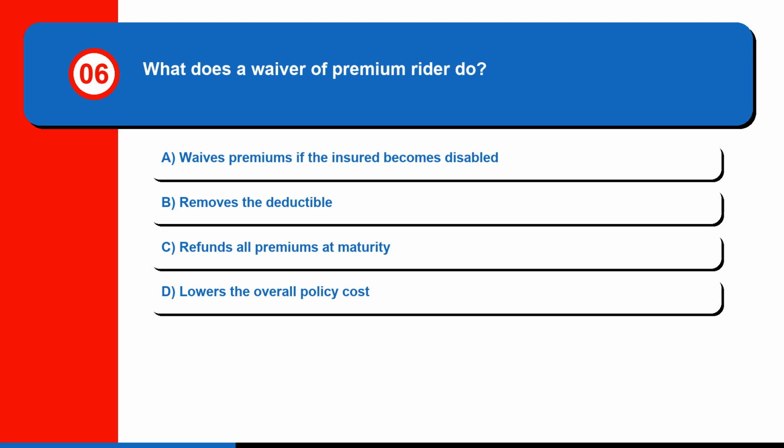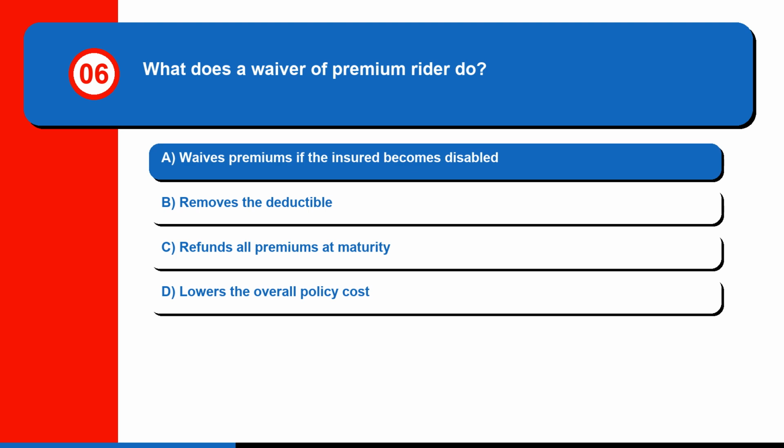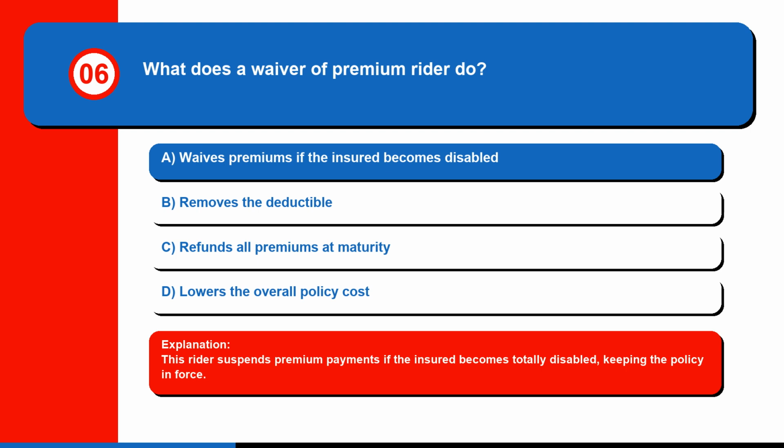Question 6. What does a waiver of premium rider do? A. Waives premiums if the insured becomes disabled, B. Removes the deductible, C. Refunds all premiums at maturity, or D. Lowers the overall policy cost. The correct answer is A. Waives premiums if the insured becomes disabled. This rider suspends premium payments if the insured becomes totally disabled, keeping the policy in force.